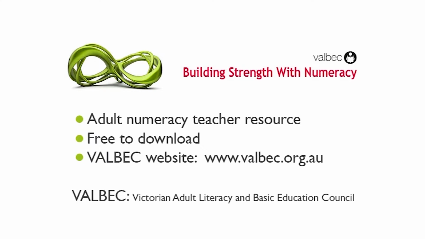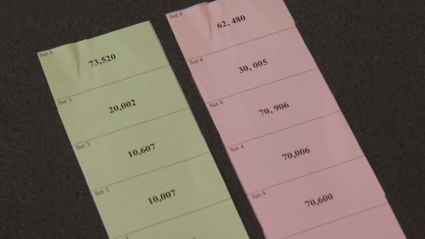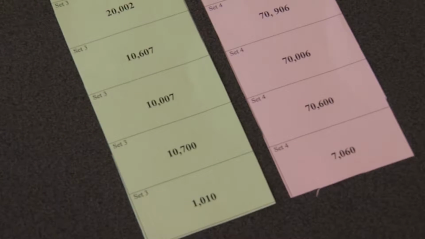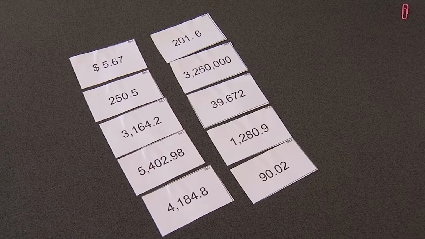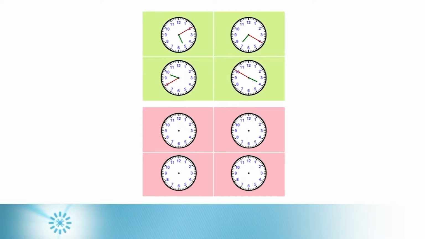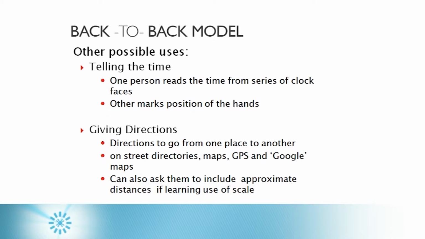There are several other examples of back-to-back activities in building strength with numeracy. One set is reading aloud and writing large numbers, numbers in the thousands and millions. Another focuses on interpreting decimal numbers. Some other ideas are discussed in the following. Clock faces, people marking what they're seeing on the clock, somebody else putting it on the clock. Giving directions, which I've used with people. Using street directories, maps, GPSs, Google Maps, whatever is relevant to the people.